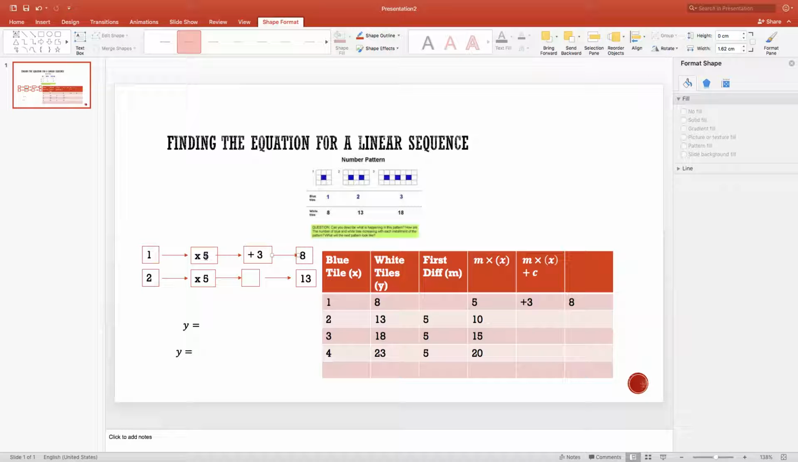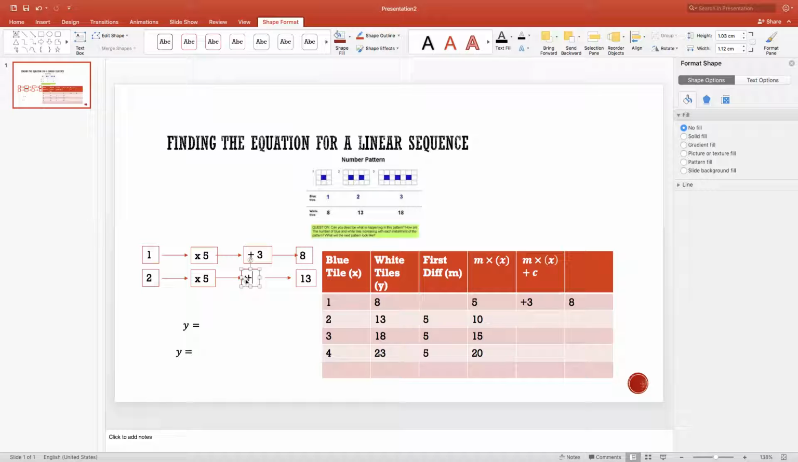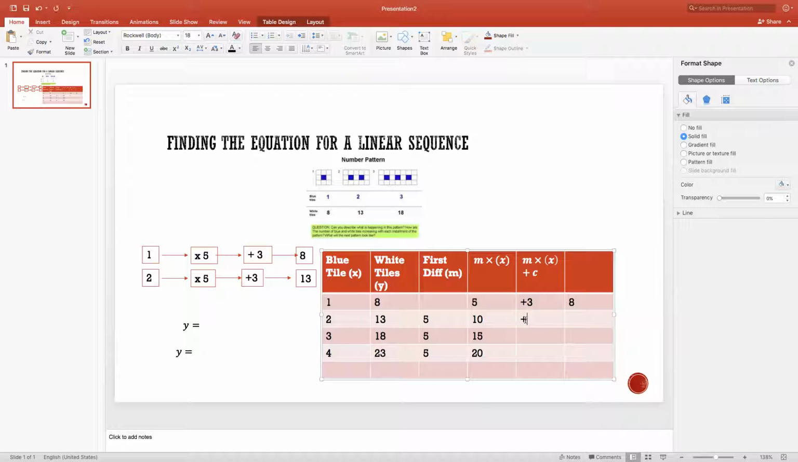so 1 times 5 plus 3 equals 8. 2 times 5 plus 3 will equal 13. Plus 3 here, 15 plus 3 will equal 18. And plus 3 will equal 23. So 5 times 4 is 20, plus 3 gives me 23.